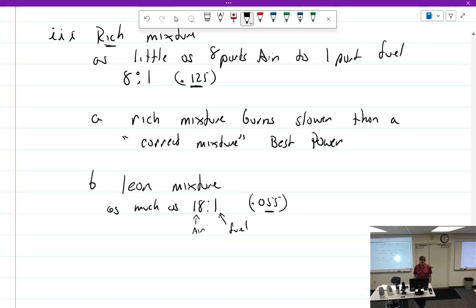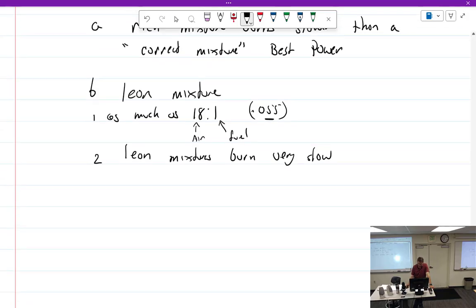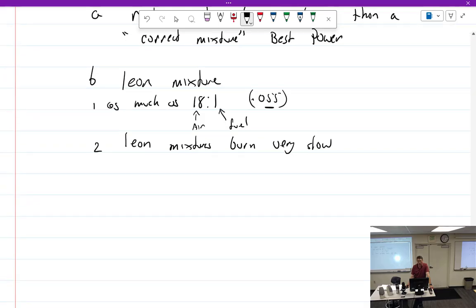Okay, a lean mixture. We'll say that's 1. We'll say that's 2. Lean mixtures burn very slow as compared to best mixture. So which mixture burns the slowest? Lean. Burn very slow. There's a Q&A question. It says excessively lean mixtures can burn so slow that the fuel is still burning when the intake valve opens. Q&A. Wait a minute.